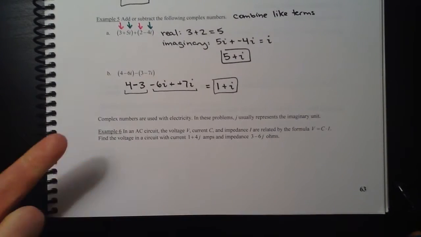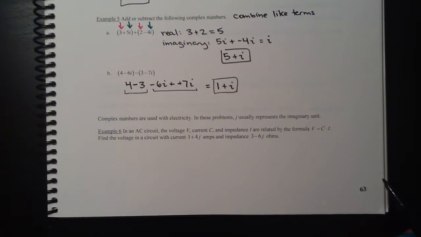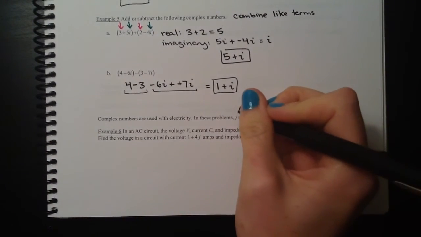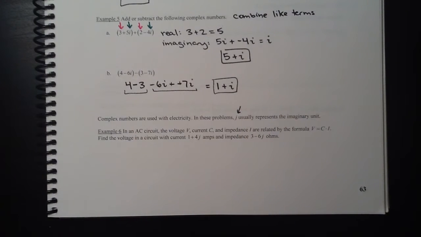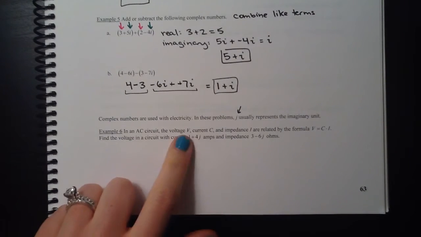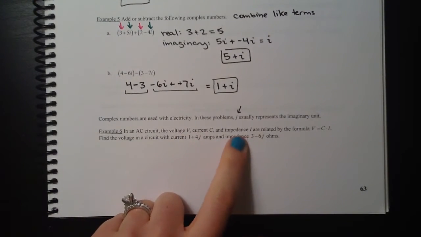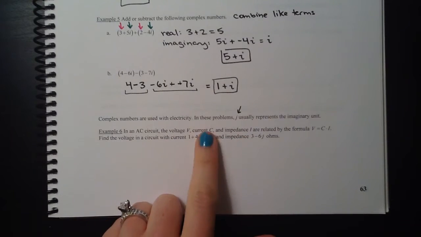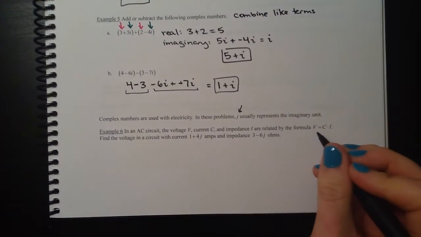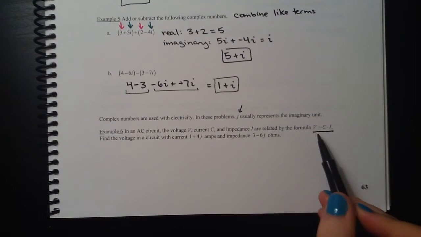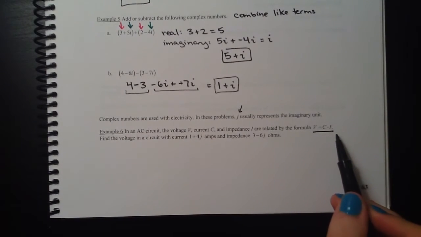So complex numbers, we do use them in electricity. You may have actually seen this in physics before. And in physics, for whatever reason, they use j rather than the imaginary unit i that we have used in the past. So in an AC circuit, it says voltage V, current C, impedance I. So we've got these three different quantities here. They're related by this formula. So the voltage is equal to the current times the impedance.